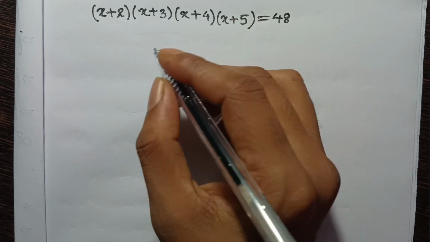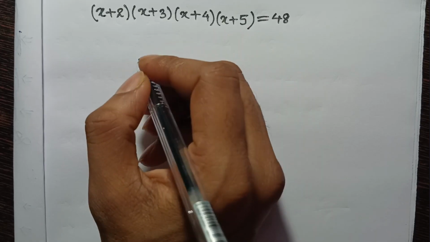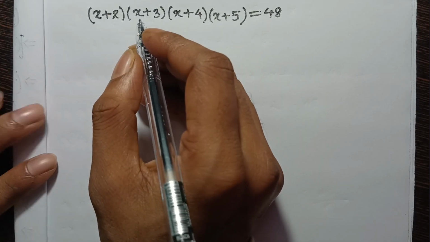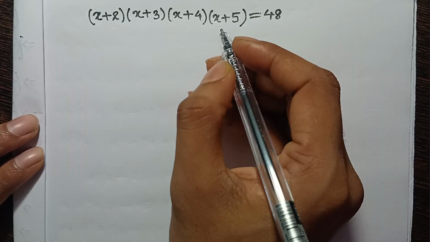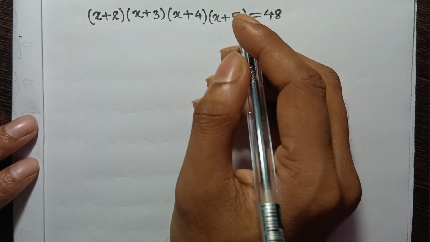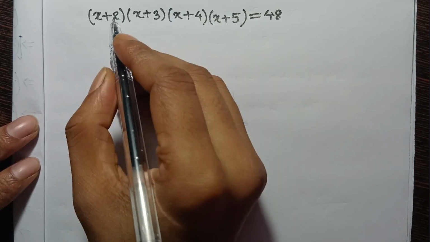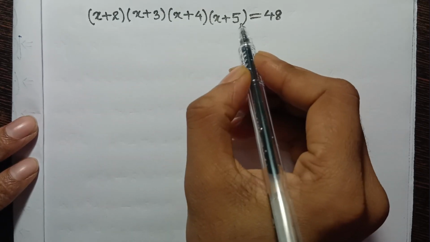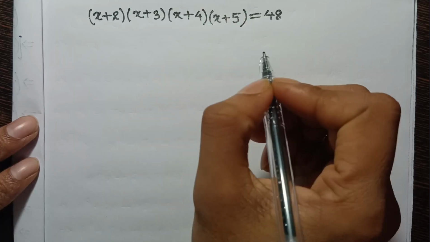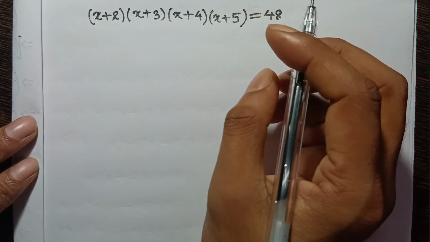So, the first and most crucial step is rearranging and grouping. The goal is to pair up the binomials so that when you multiply them, they give you the same first 2 terms. How do we do that? We look at the constants. We have 2, 3, 4, and 5. We need to pair them up so the sum of the constants is the same in both pairs.